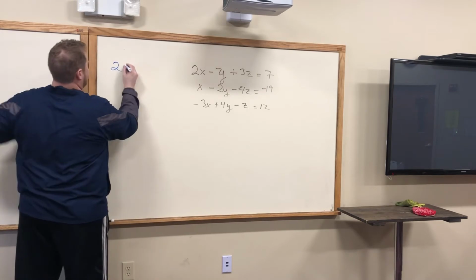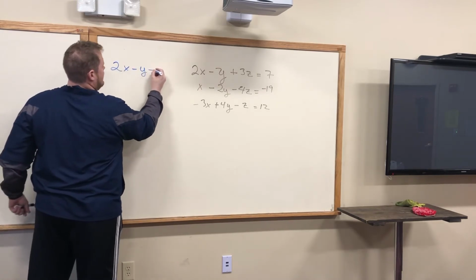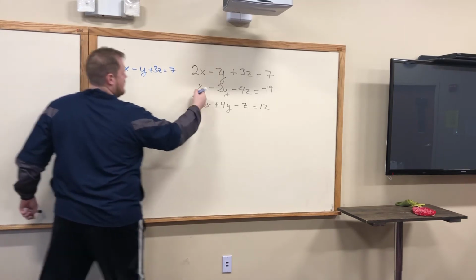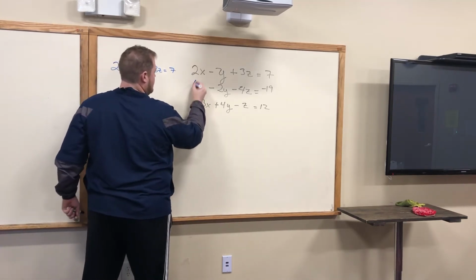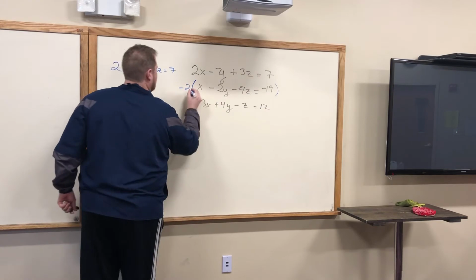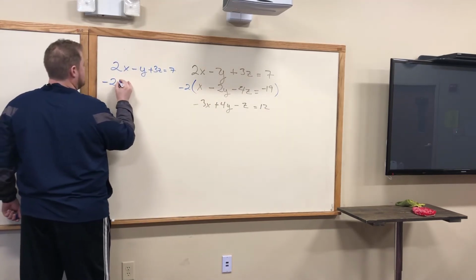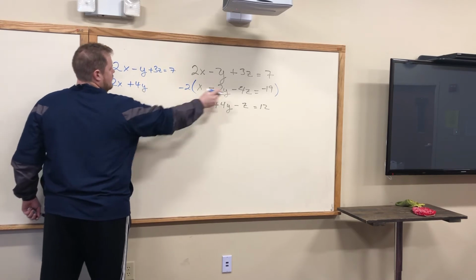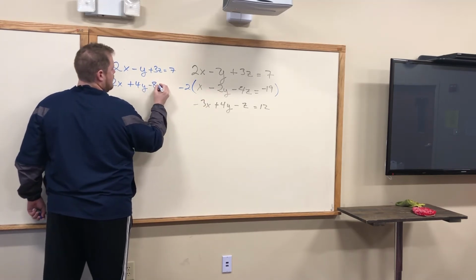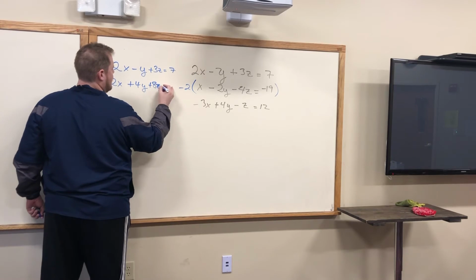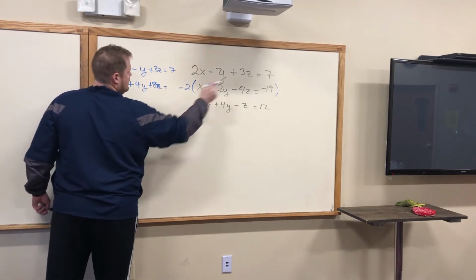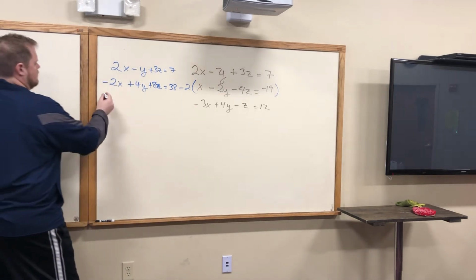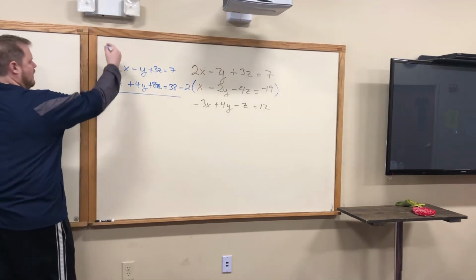So it's going to be 2x minus y plus 3z equals 7. And this one, I just have to multiply through by a negative 2. When I do that, I get negative 2x plus 4y minus 8, or plus 8z equals 38. So now I add them.